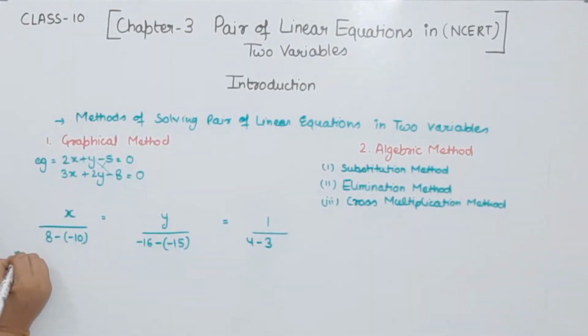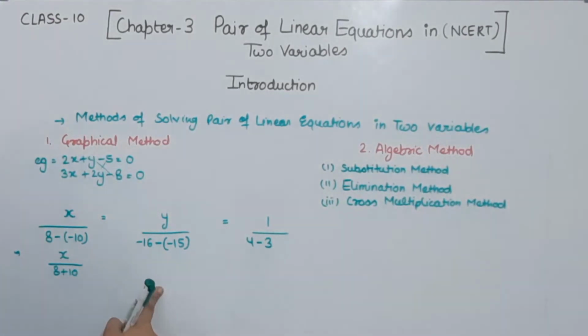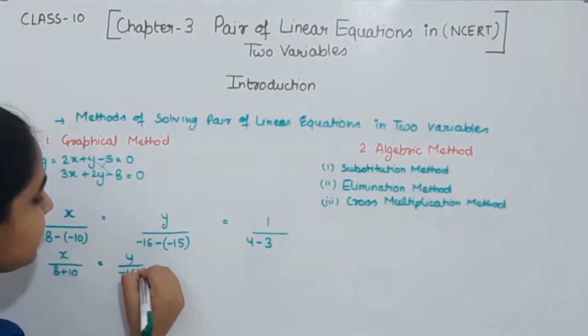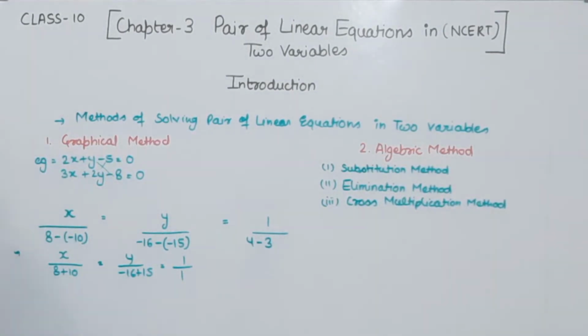Now we are going to solve this one. This is x by 8, minus and minus plus, we have plus 10. Now here we have y. Now minus 16, minus and minus plus 15. This one is 1. 4 minus 3 is equal to 1 here. Now this one is x upon 18. This one is y. Plus minus minus will be minus 1. And this one is 1 by 1.